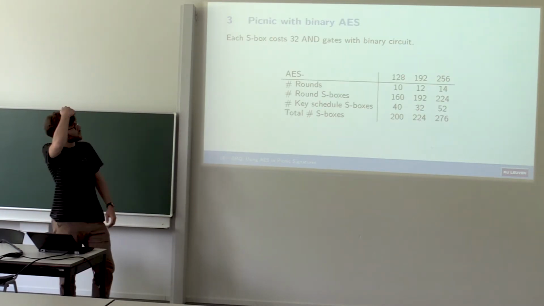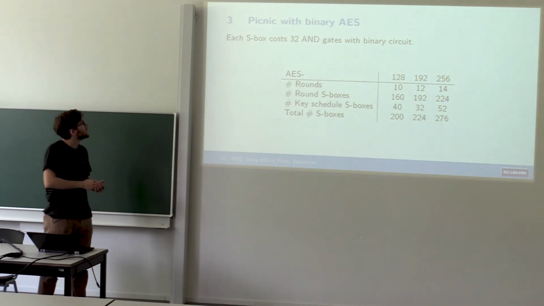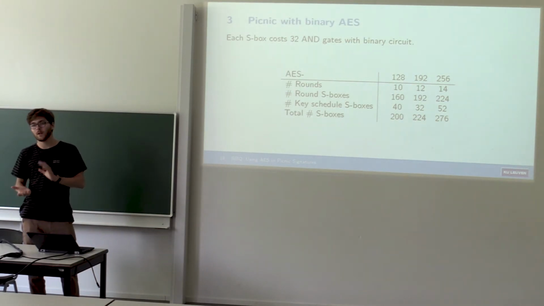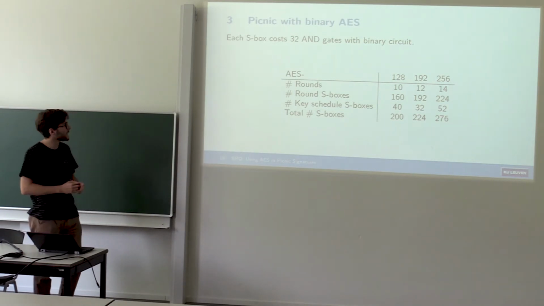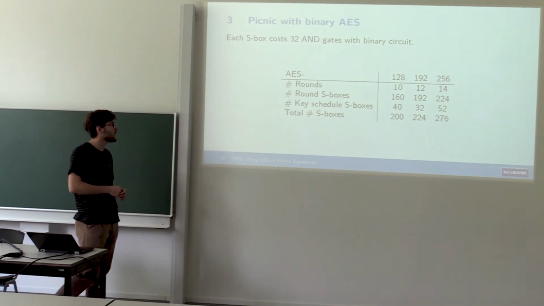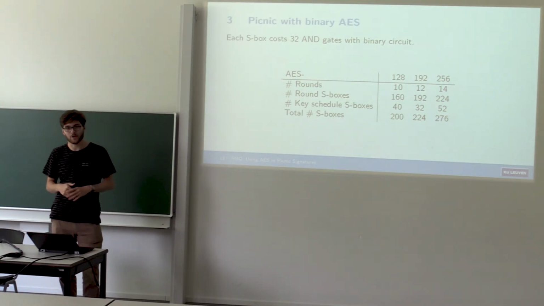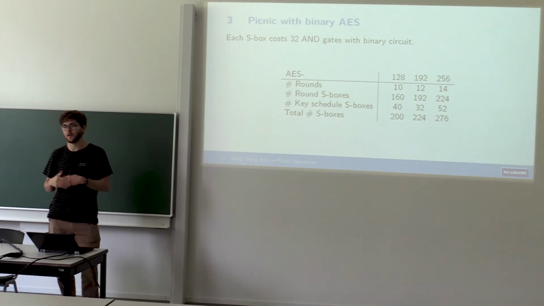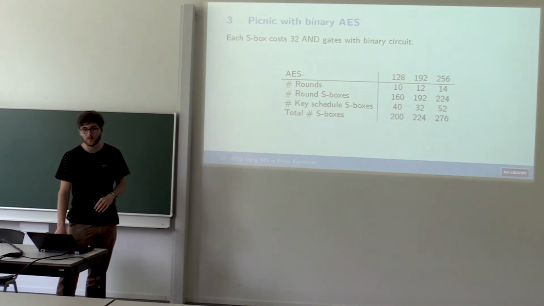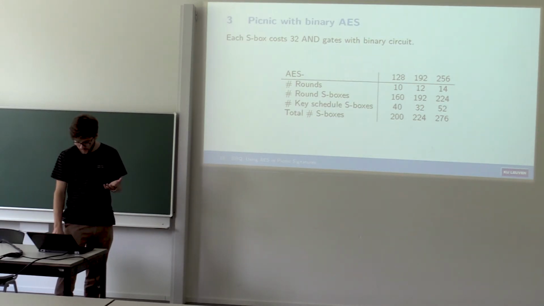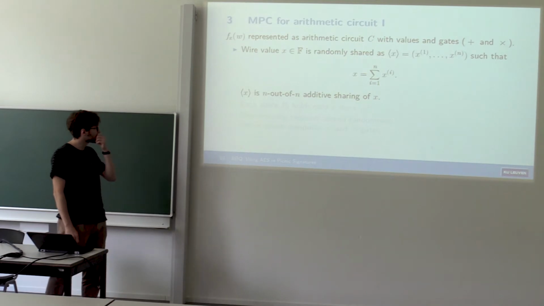So this is a very short slide to say that if you want to use binary AES, the best circuit out there at the moment takes 32 AND gates for every S-box. And you can see there's a lot of S-boxes in there, and I've got some estimates later that show you how bad that would be. The signature size would be very big. So this out of the box was not going to be good. So instead we moved to arithmetic circuits.